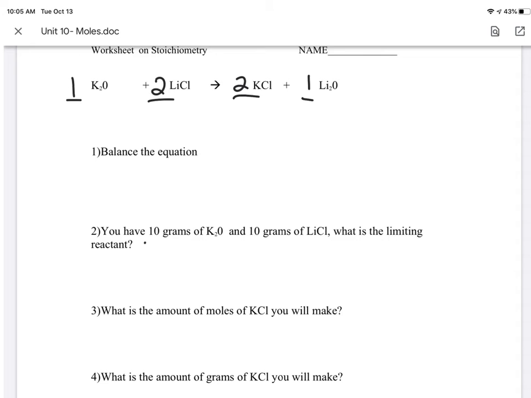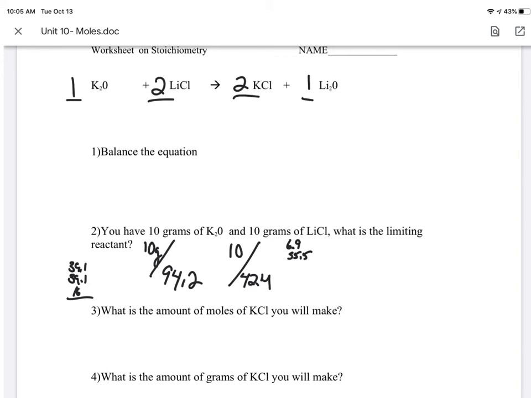What's the limiting reactant? Well, 10 grams of K2O, and K2O is going to have 39.1 plus 16, so it's going to be 94.2. So I had 39.1, 39.1, and 16 to give 94.2. LiCl is going to be 10 grams out of, I got 6.9 and 35.5, giving me 42.4. Okay, and I got that from 6.9 and 35.5 for chlorine.